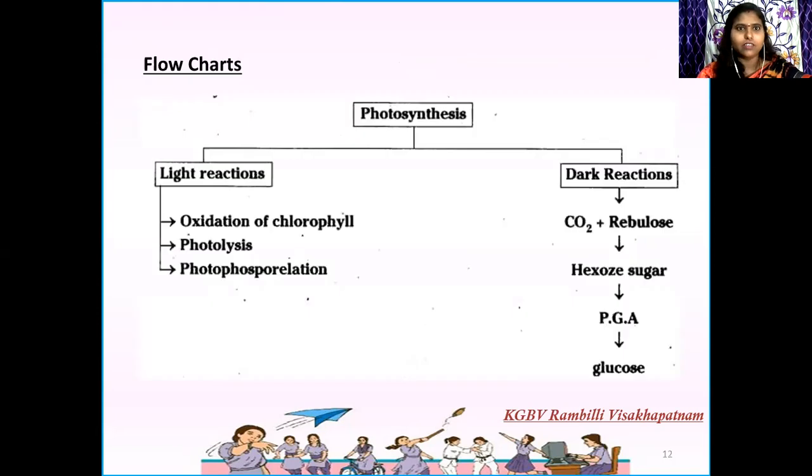Okay, next. Here, observe this one. Dears, up to this one, we learned the important essay questions, 2 marks, half marks, and 1 marks questions. All those discussions are done. Now, what are the important flowcharts in the first lesson? Observe this flowchart. Photosynthesis, already we learned before in essay questions, has light reactions and dark reactions. Now observe this one: oxidation of chlorophyll, photolysis of water, and photophosphorylation. These 3 reactions come under the light reaction.